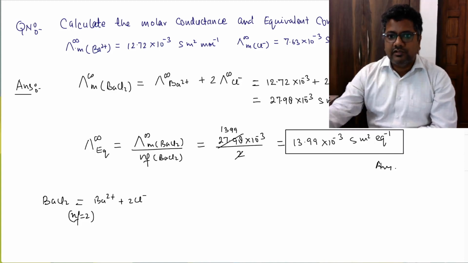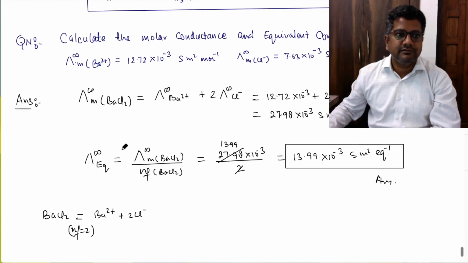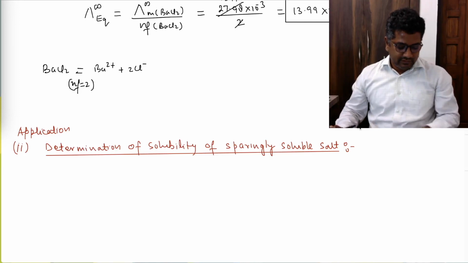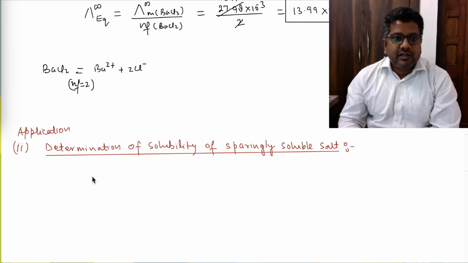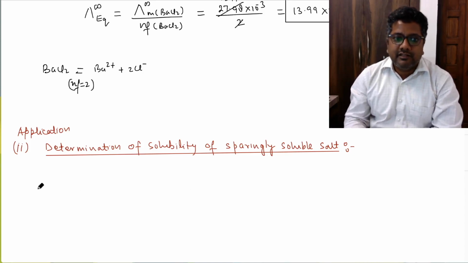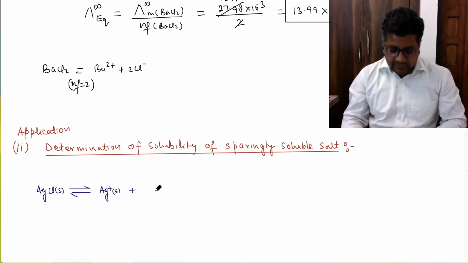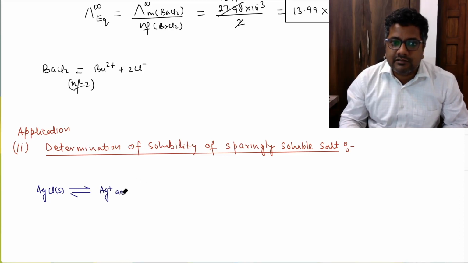Okay, so in this way you can very easily calculate such types of questions. Okay, good. See, another application of Kohlrausch's law is the determination of solubility of a sparingly soluble salt. So suppose that we have a sparingly soluble salt AgCl. All of you know that this AgCl will form an equilibrium with its dissociated ions: AgCl solid giving Ag plus aqueous plus Cl minus aqueous, right?